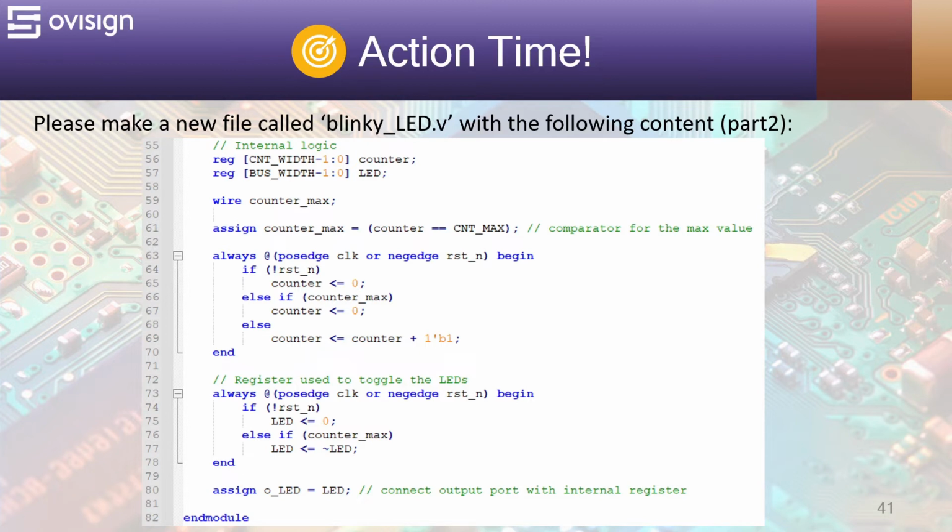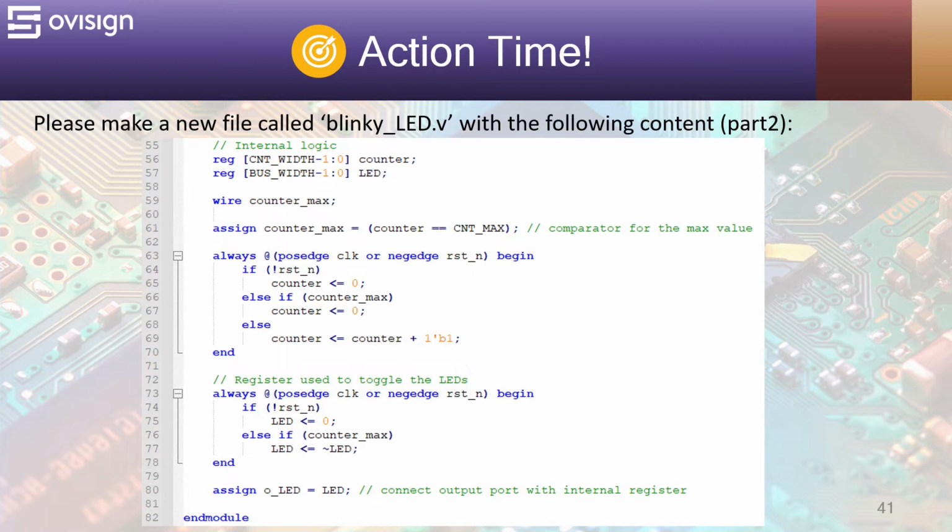At line 59, we create a comparator that will be used to clear the value of our counter when the counter register equals the max value. At line 63, we create the counter sequential circuit that will clear when reset_n equals 0 or when the counter reaches the maximum value. If neither of these conditions is met, then the counter will increment with 1.